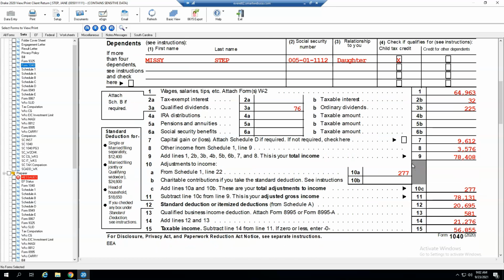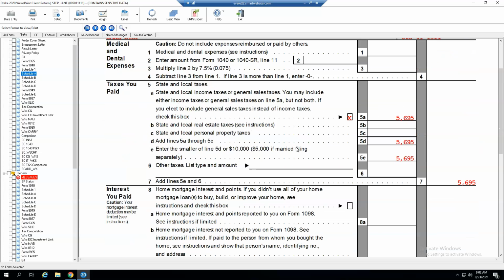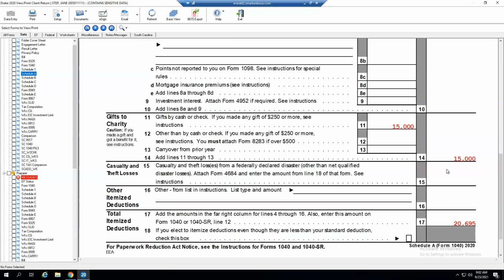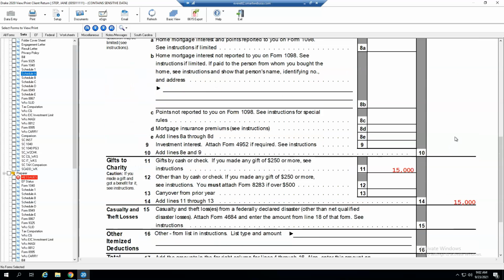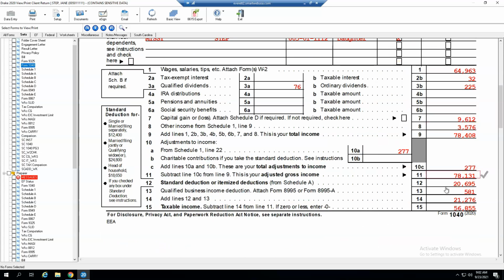Okay, now let's get to the Schedule A. We have not looked at that yet with the itemized deductions. So she had state and local income tax of $56.95. If you have a state that has income tax, that number should be in here somewhere. And then she also paid, by cash or check, maybe, to a charitable organization, $15,000. So if you add this $15,000 to this $56.95, you get a total of $20,695, and that number is right here on line 12 for your itemized deductions.